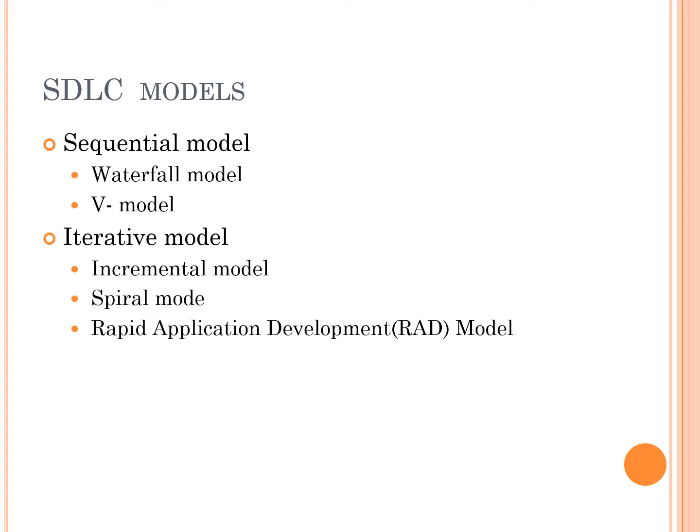In Software Development Lifecycle Models, we have two categories, Sequential Model and Iterative Model. In Sequential Model, we have Waterfall Model and V Model. In Iterative Model, we have Incremental Model, Spiral Model, Rapid Application Development Model. So in this video, we are going to see about Waterfall Model in Sequential Model and Incremental Model in Iterative Model.